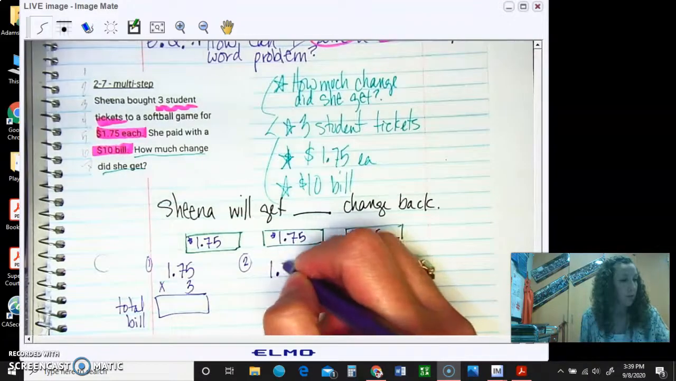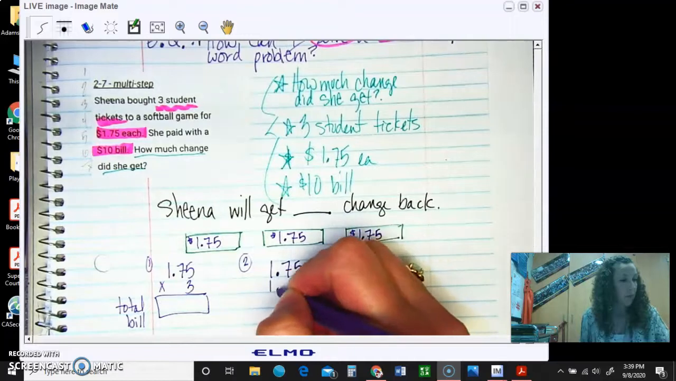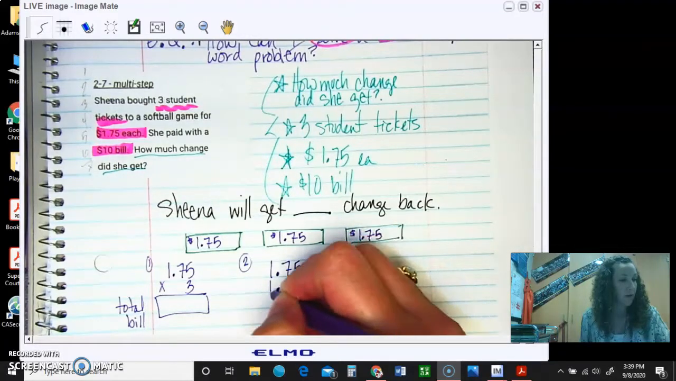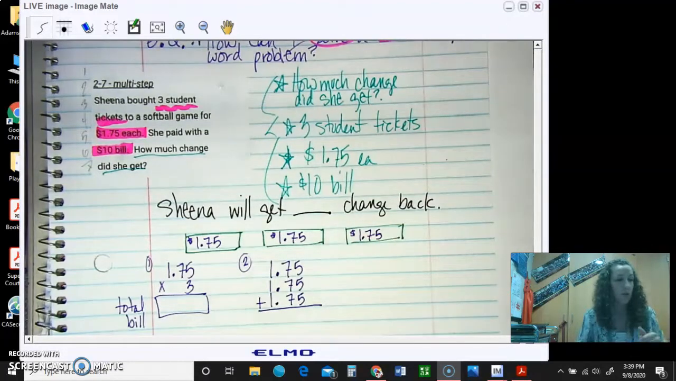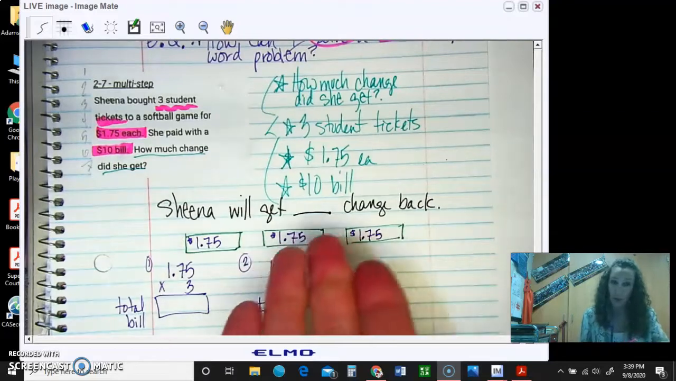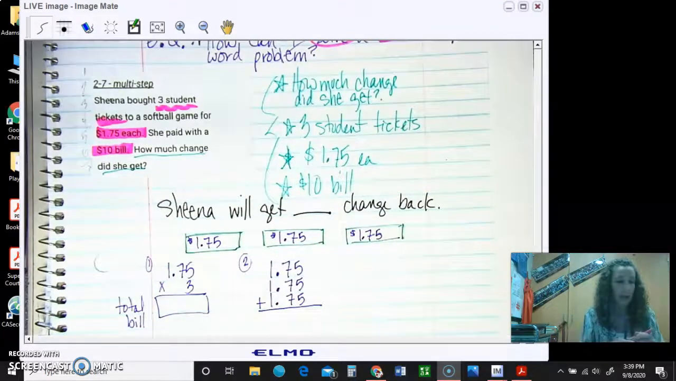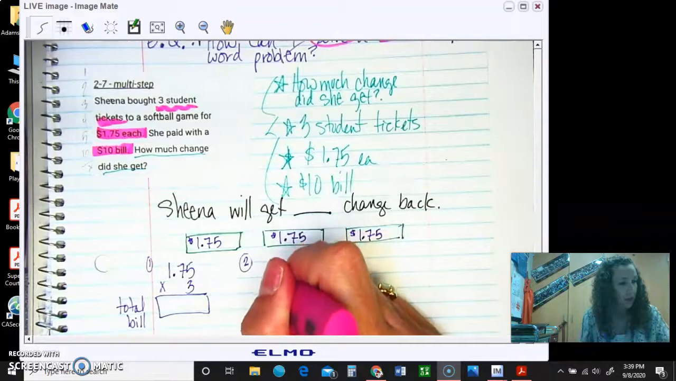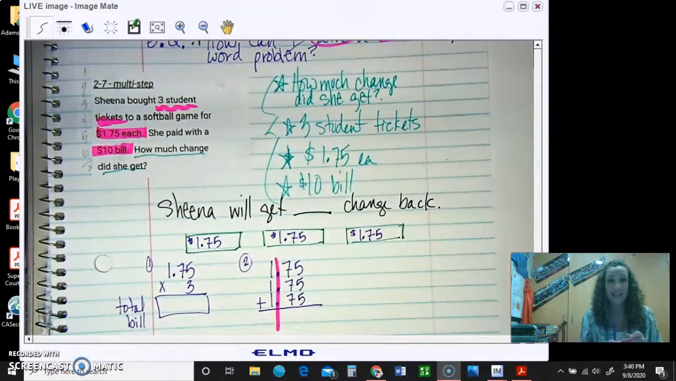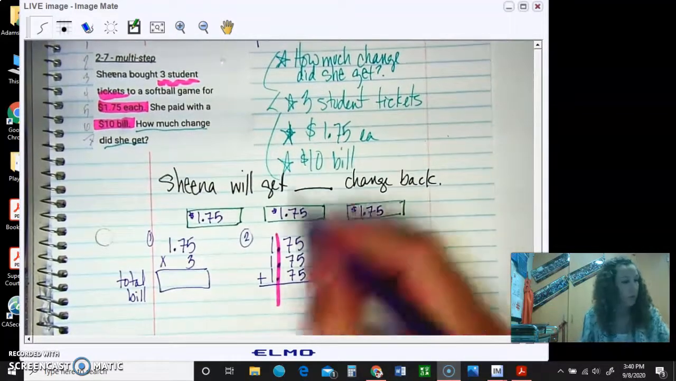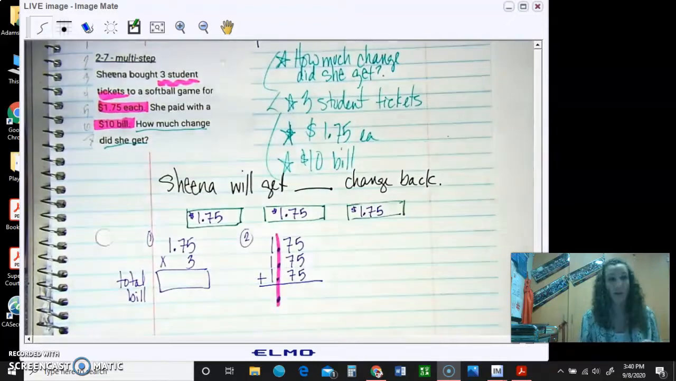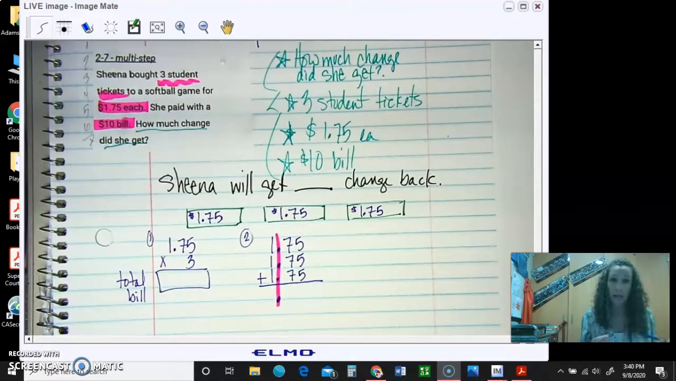So 1.75, 1.75, and 1.75. And we add those all up. Now, ladies and gentlemen, please make sure your notes are looking just like mine. And they are lined up. Okay, so I'm going to put that decimal in my answer first thing. And now I'm going to add.